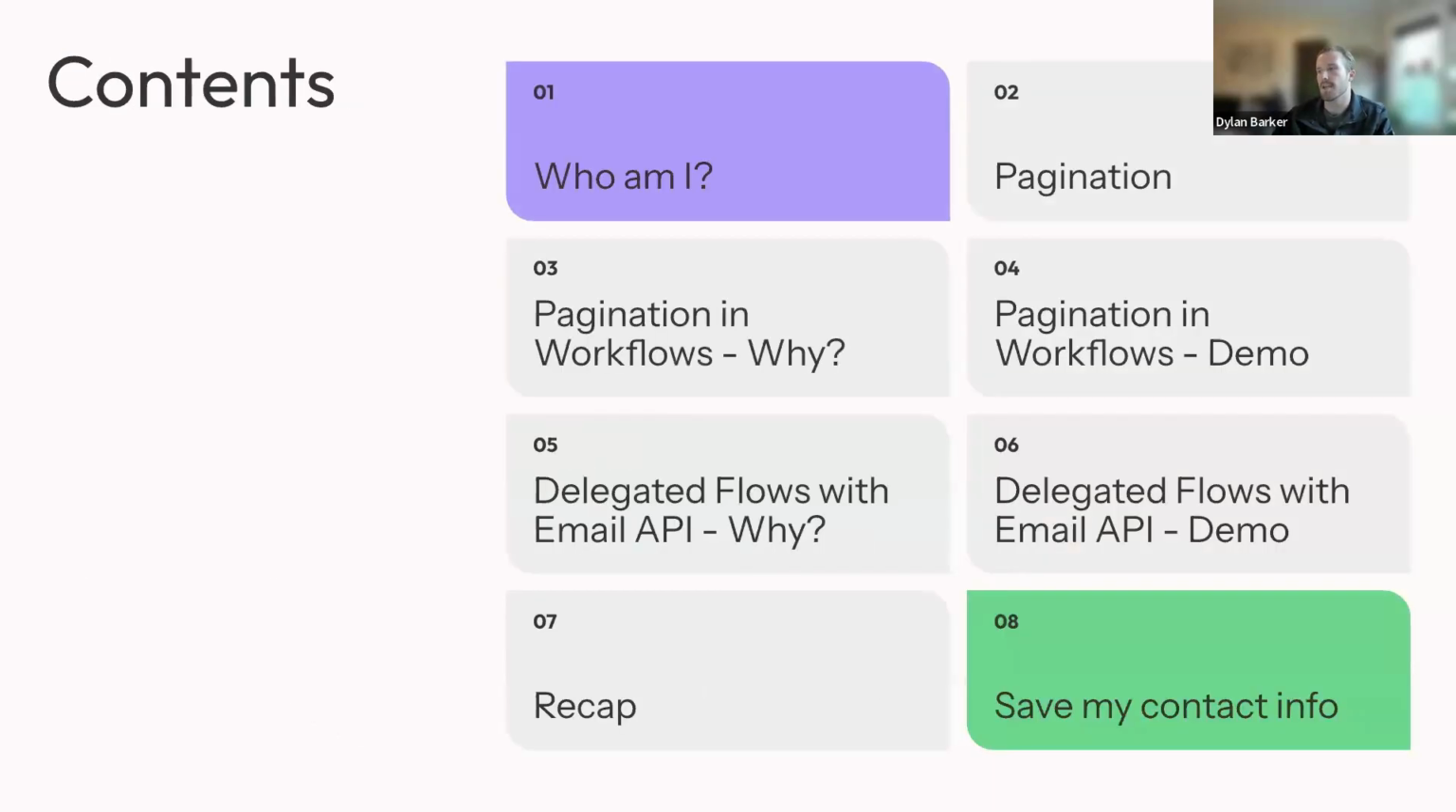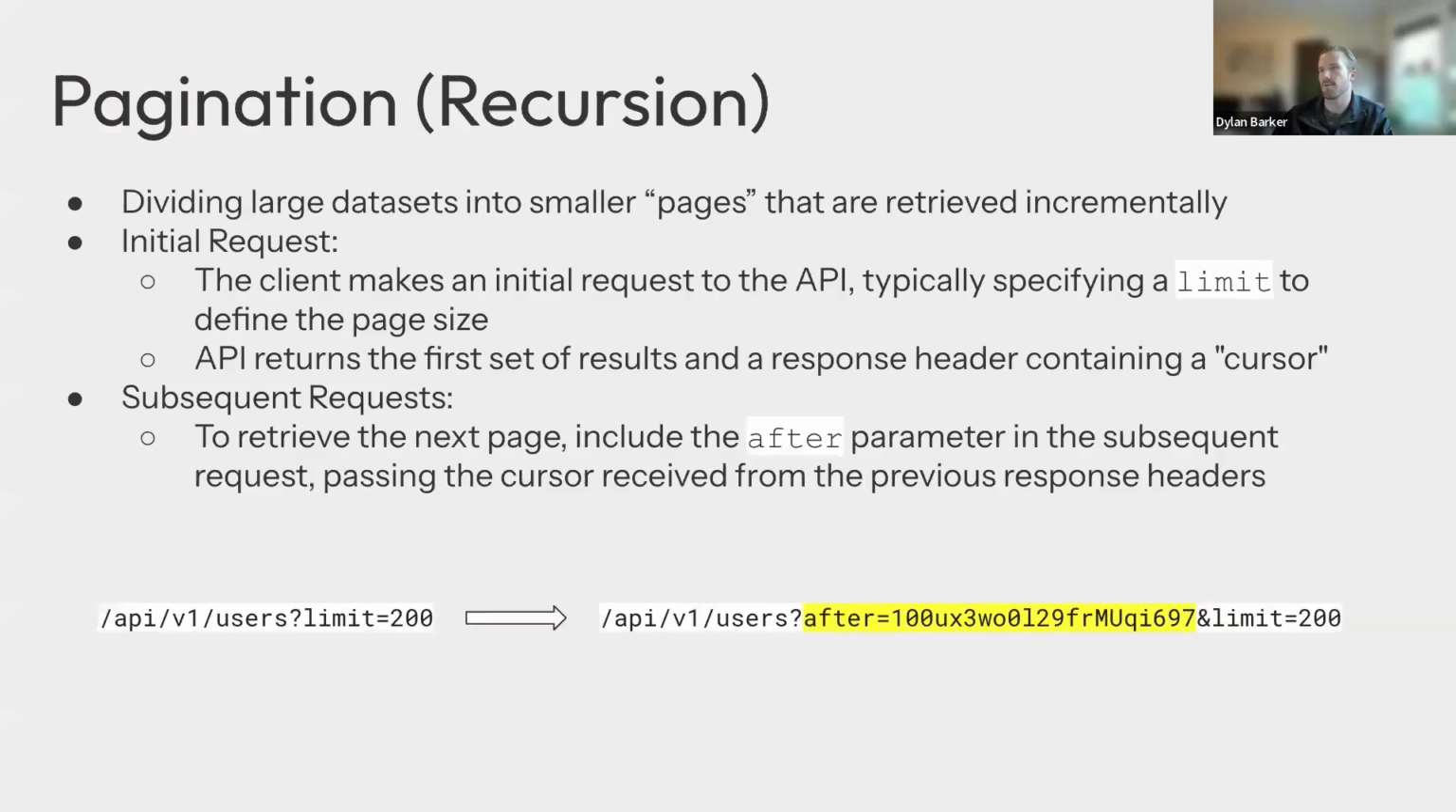So I've got two different use cases. Going to spend a little bit more time on the first. It's a little more involved. And then in the interest of time, kind of fly through the second topic. So the first topic is pagination or recursion, and this involves dividing large data sets into smaller pages that are then retrieved incrementally.